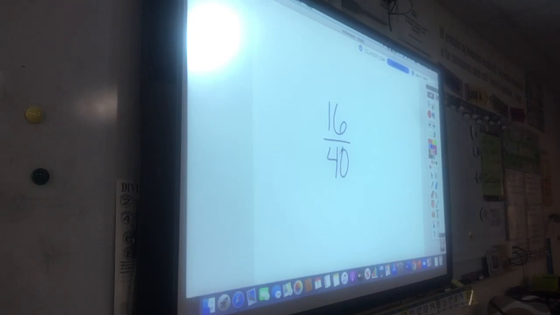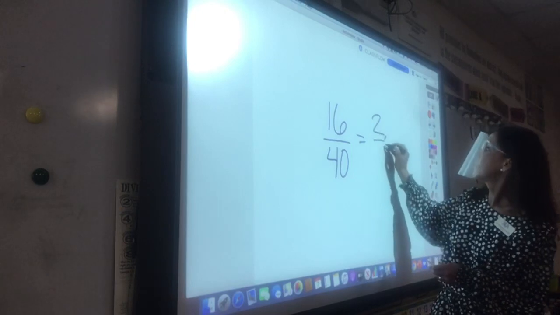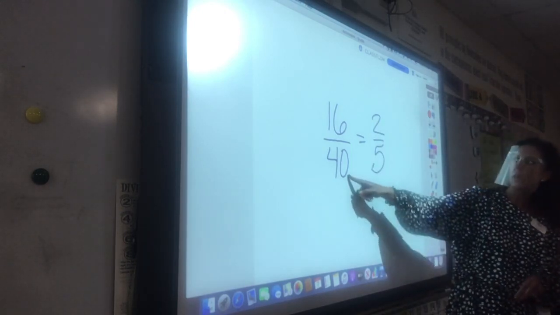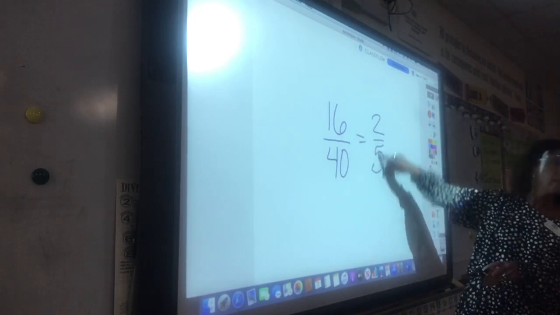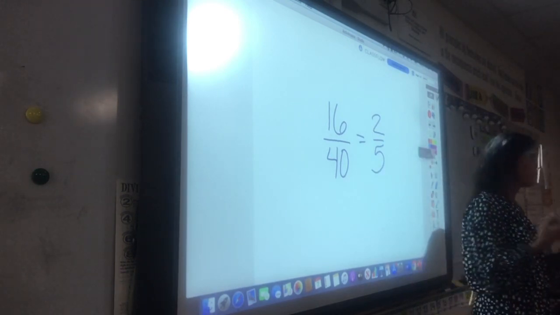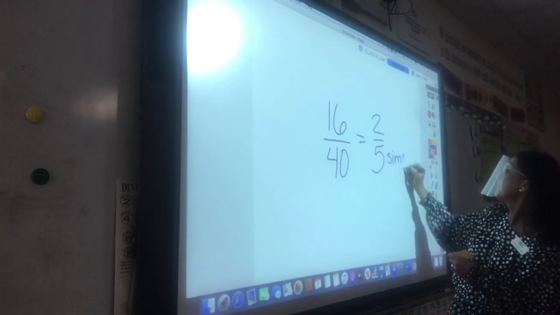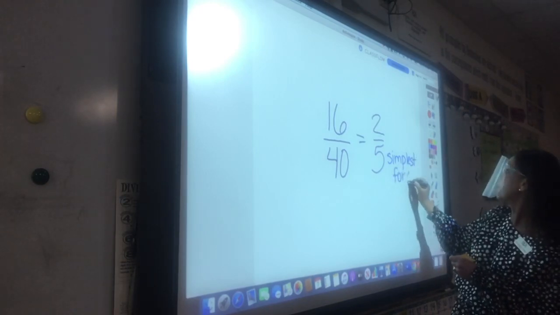What do we get when we divide 16/40ths by 8? Annika? 2/5. Okay, now this is an equivalent fraction for 16/40ths, but because we got it down as far as it would go, we can't go down any further than 2/5. Sometimes in math things have more than one name. You could call this the simplest form. It's the simplest form of the fraction. We got it down as far as it would go.